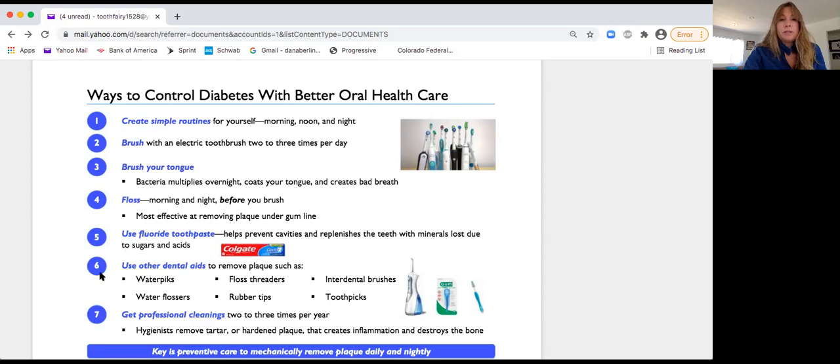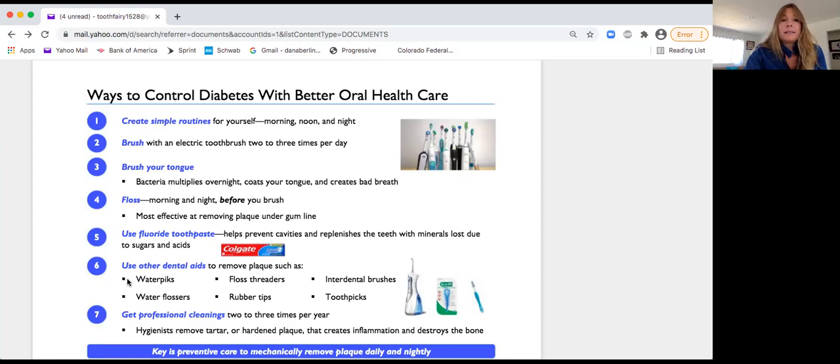Number 6, use other dental aids to remove plaque. I love floss, and I also love all these other items. And I know a lot of my patients hate flossing. They don't want to do it. It tightens their fingers. Their hands are too big. I've heard it all. However, there are other things you can use that will help to mechanically remove the plaque.